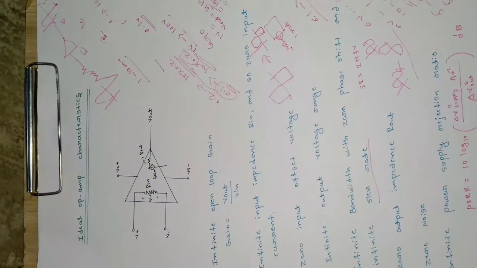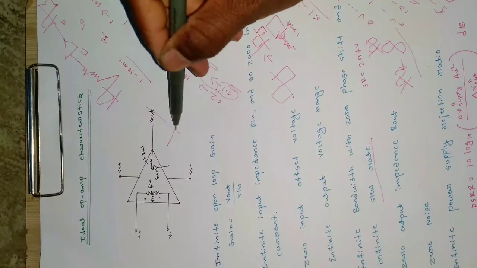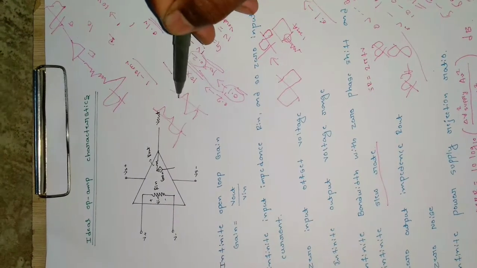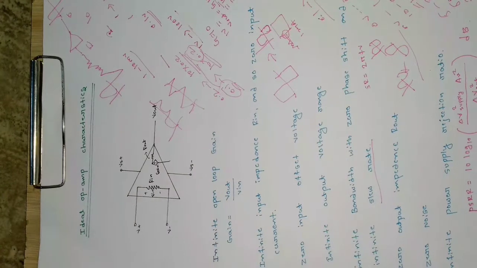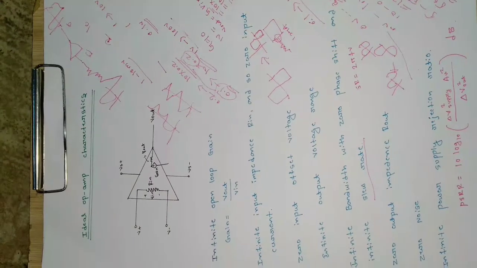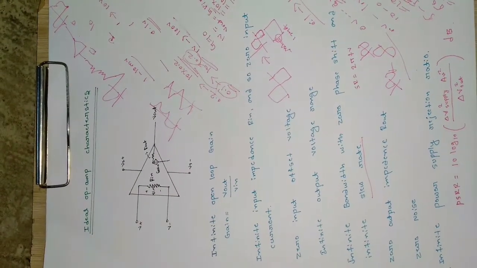In some cases, we will give a sine wave like this, and then we will get a triangular wave due to the slew rate properties of an op amp. That should not happen with these op amps. The output should change as soon as the input changes. That's why we should have an infinite slew rate here.